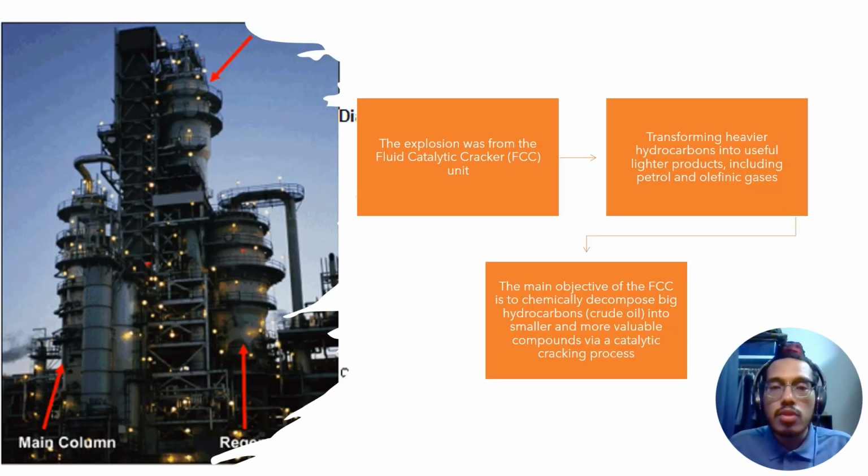The explosion was from the fluid catalytic cracker (FCC) unit, and its function is to transform heavy hydrocarbon into useful lighter products, including petrol and other products. So it decomposes big hydrocarbon into smaller and more valuable compounds via a catalytic cracking process.